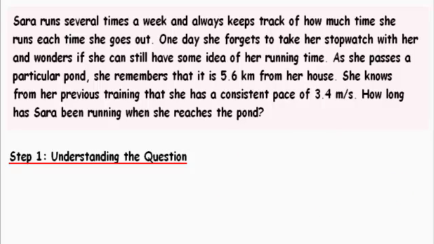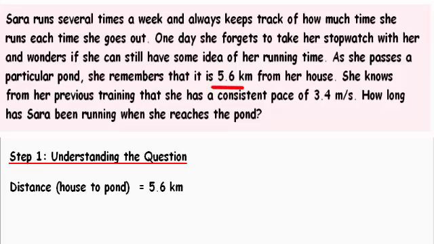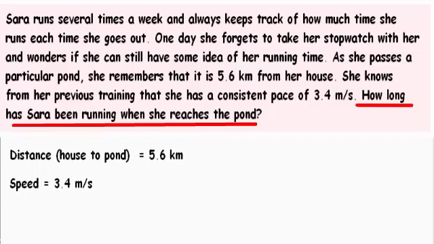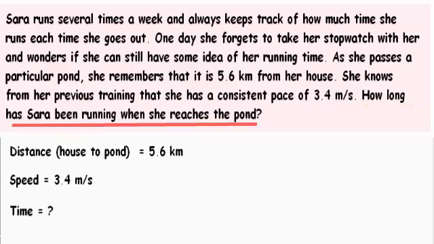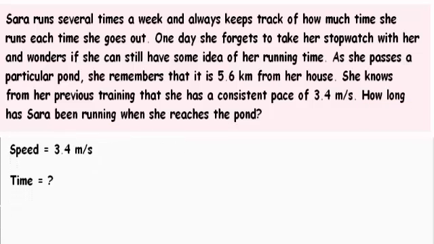So let's start off with what we know. Here we have Sarah, who's a regular runner, and she knows that the distance between her house and the pond that she's currently standing at is 5.6 kilometers. She also knows that she can run at a speed of 3.4 meters per second. The question is asking us to calculate the time it took her to travel from her house to the pond. This is something I think we can all envision. Now that we understand the scenario, we can move on to the next step, which is to recall what we know about the relationship between distance, speed, and time.